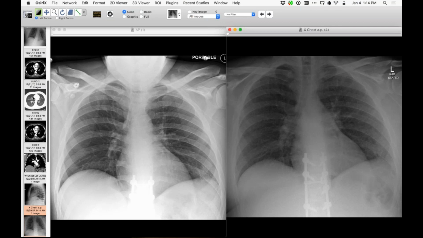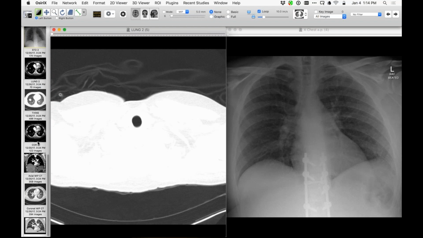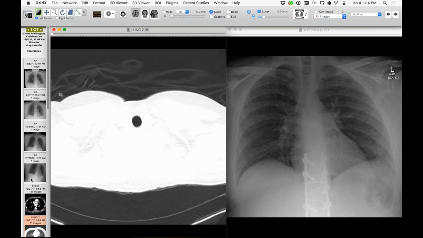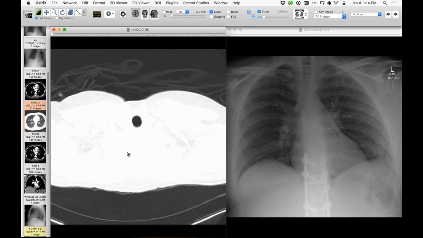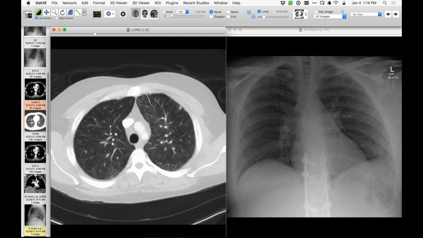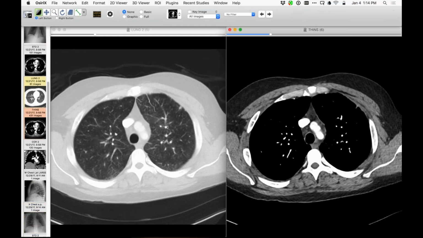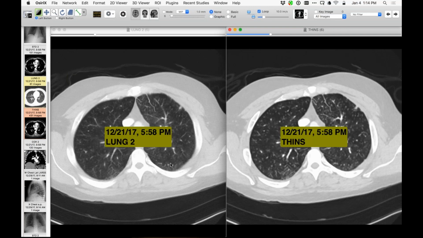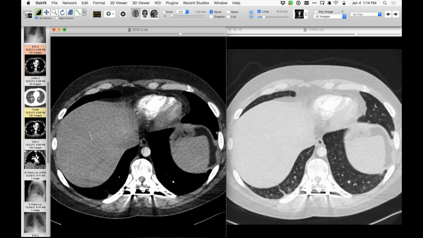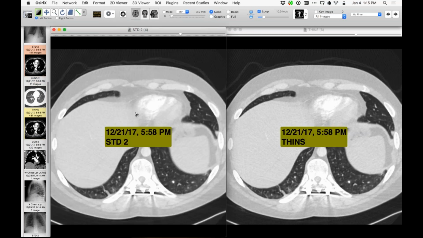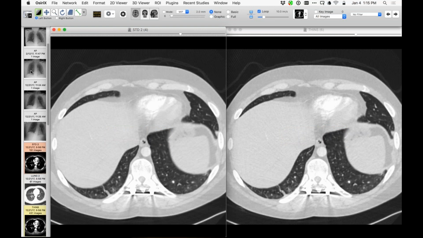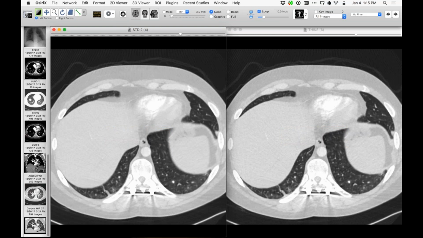So let me show you two images, one from December and another one from, sorry, let me get this one. I thought I had another one. I do. So these two exams are, and I thought I had an old one, sorry, here we go. I'm messing up here, sorry. I thought I had a previous CT. Oh, I do. Sorry.